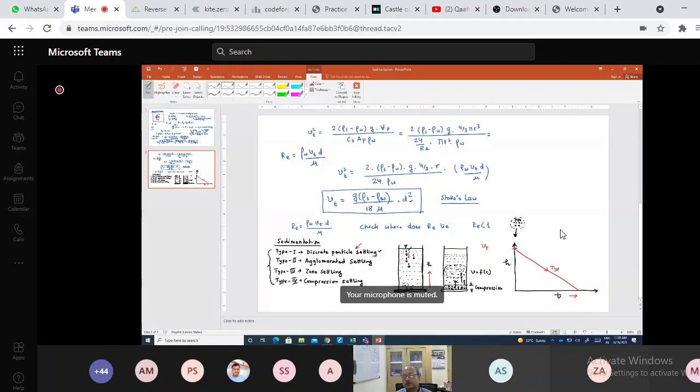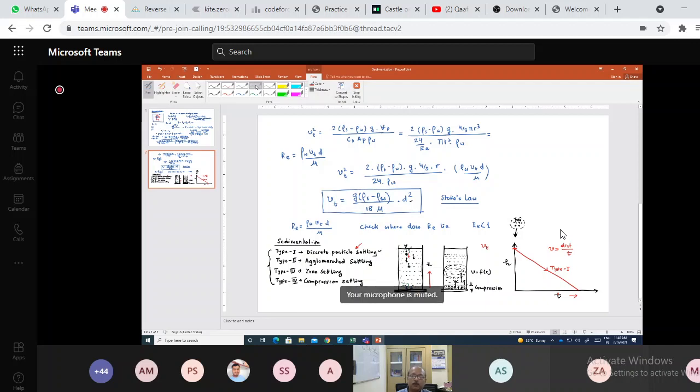Okay. So you get a straight line which is type 1 settling, because velocity is nothing but distance traveled over time, and here the velocity is constant, so it will cover the same distance in the same interval of time. So you get type 1 settling.